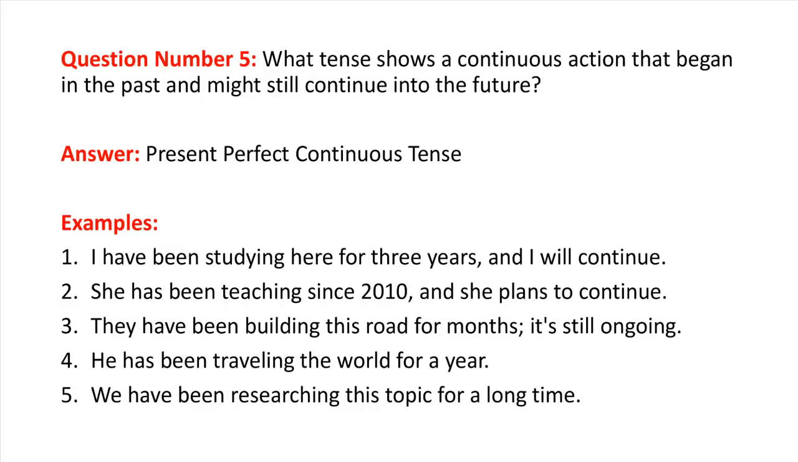Question number 5. What tense shows a continuous action that began in the past and might still continue into the future? Answer: present perfect continuous tense. Examples: I have been studying here for 3 years, and I will continue. She has been teaching since 2010, and she plans to continue.